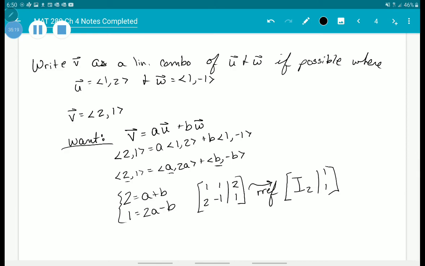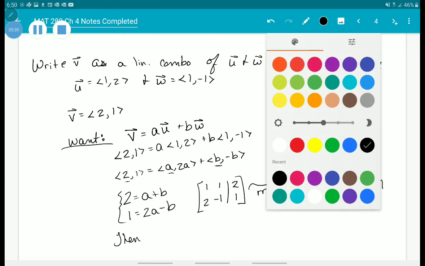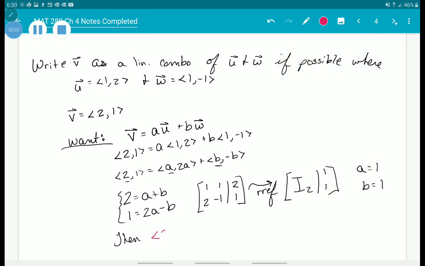So what this is saying is that if a is 1 and b is 1, then we'll get that vector. So then our final answer, and I'll write this in a different color so it stands out. So that vector 2, 1 can be found by taking 1 times vector u plus 1 times vector w. So those are the scalars that we found. Linear combinations is going to be a really important part of this course, and we're going to see that a lot, especially in this chapter.